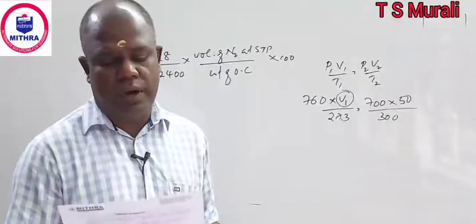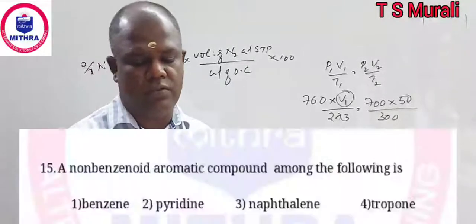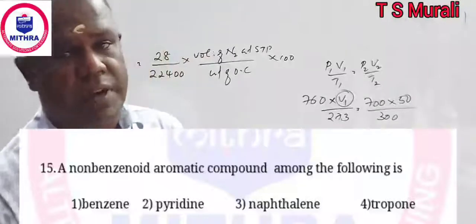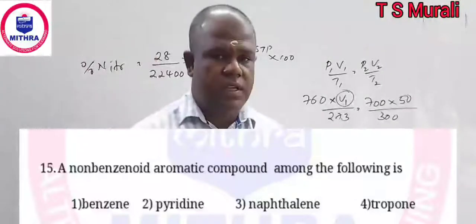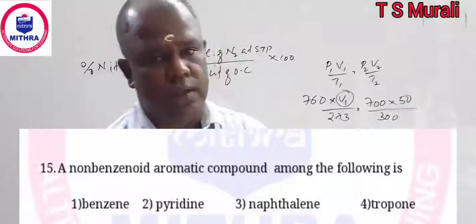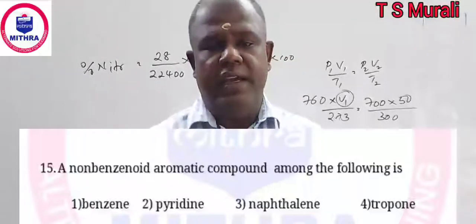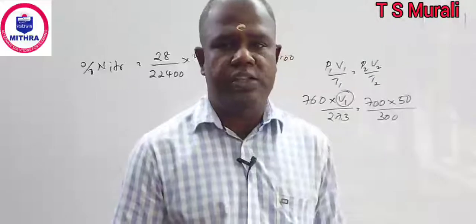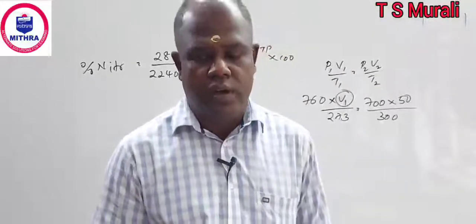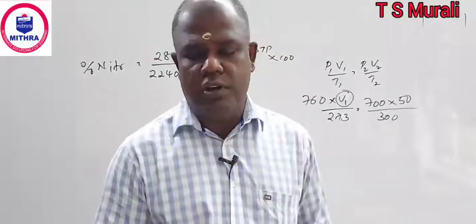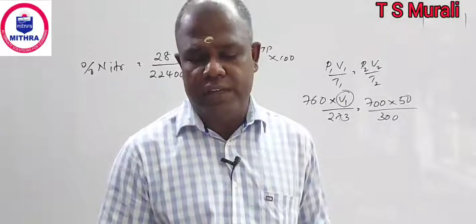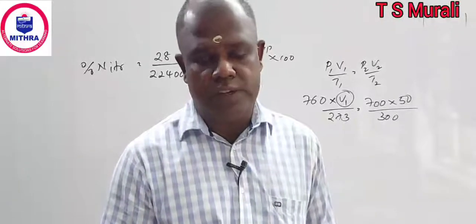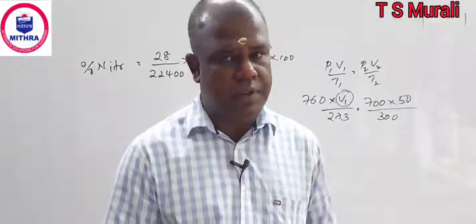Question number 15. What is a non-benzene aromatic among the following? Non-benzene means it doesn't contain benzene. That's it. Aromaticity, Huckel 4n+2 rule that you are learning. And in that area you are seeing two types of aromatic compound: one having benzene structure called benzenoid, other non-benzenoid. That also I am leaving to you. Benzene is there, naphthalene is there, tropone is there, pyridine is there. Tell me the answer. That's all.